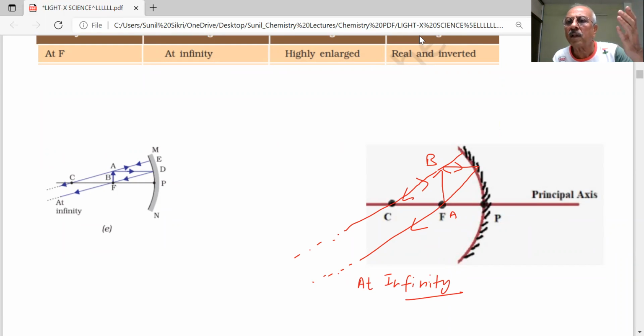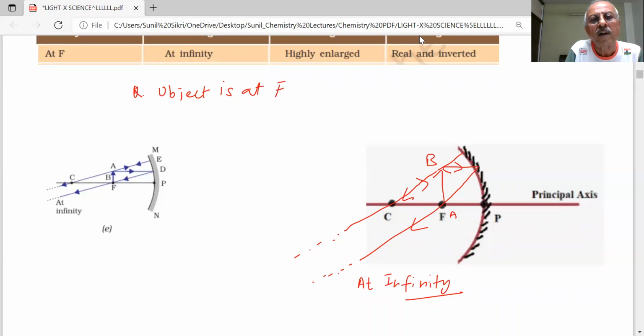And what will happen then? Then it will be a highly enlarged image. So again, students, we can write the question: when the object is at F in front of a concave mirror.